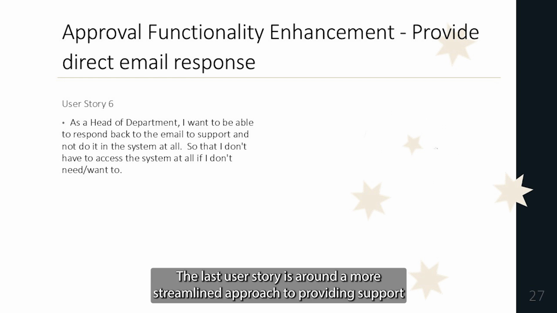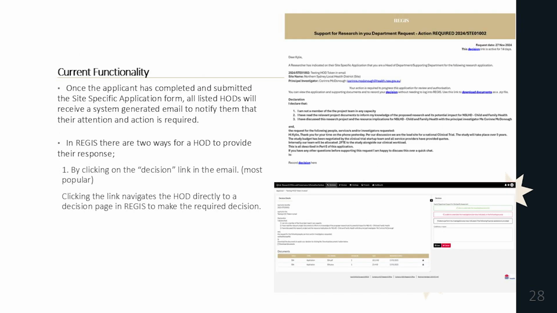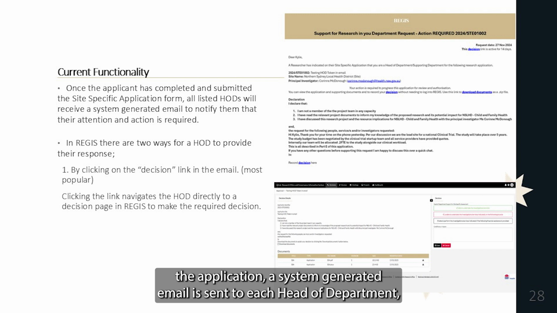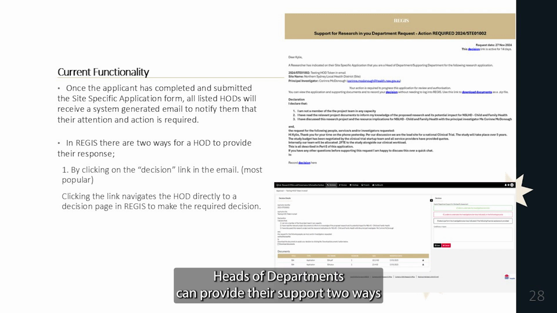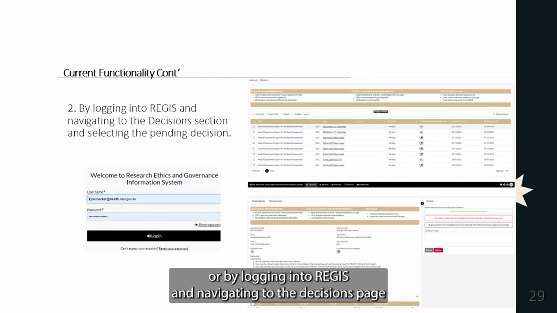The last user story is around a more streamlined approach to providing support directly from the Request for Head of Department Support email. Currently, once an applicant lists all heads of department and submits the application, a system-generated email is sent to each head of department indicated in the application. This notifies them action is required. Heads of department can provide their support two ways: by clicking the decision link via the email, which takes them directly into that decision in REGIS, or by logging into REGIS and navigating to the Decisions page and selecting the decision.